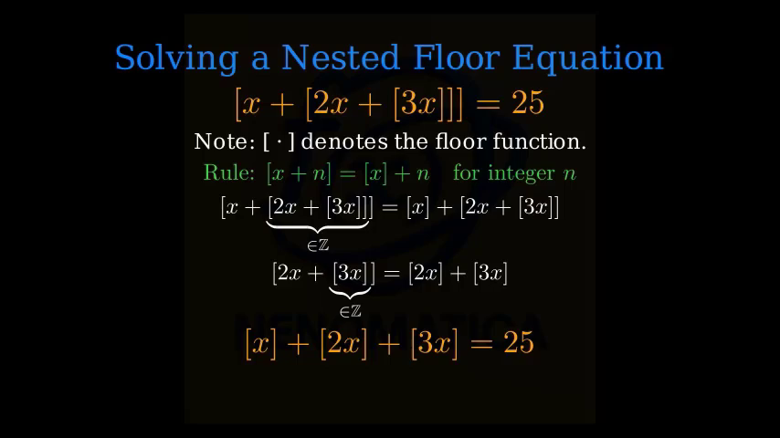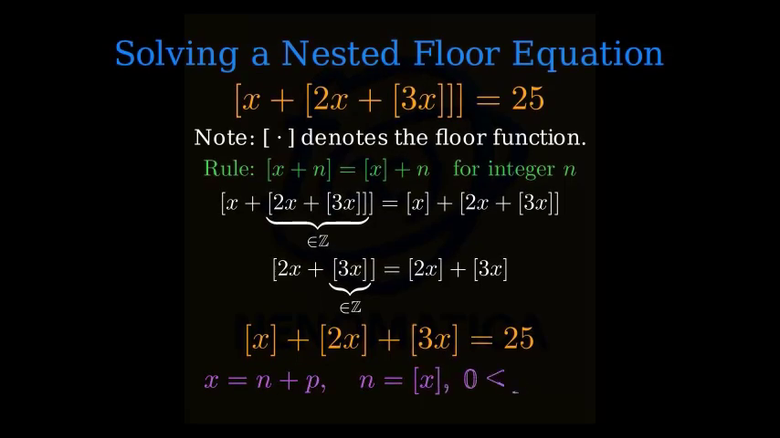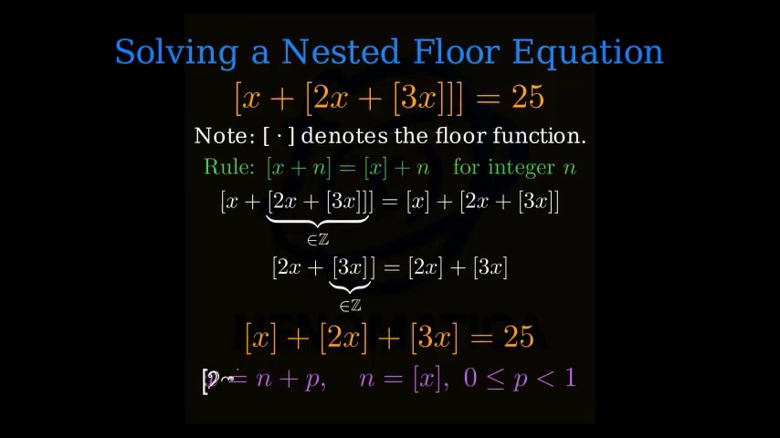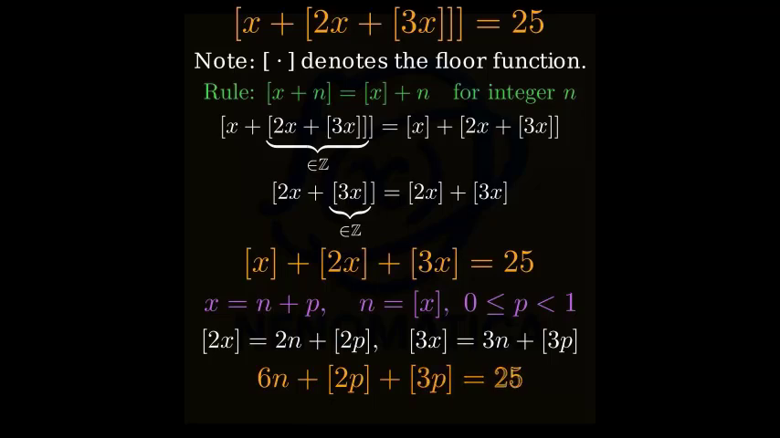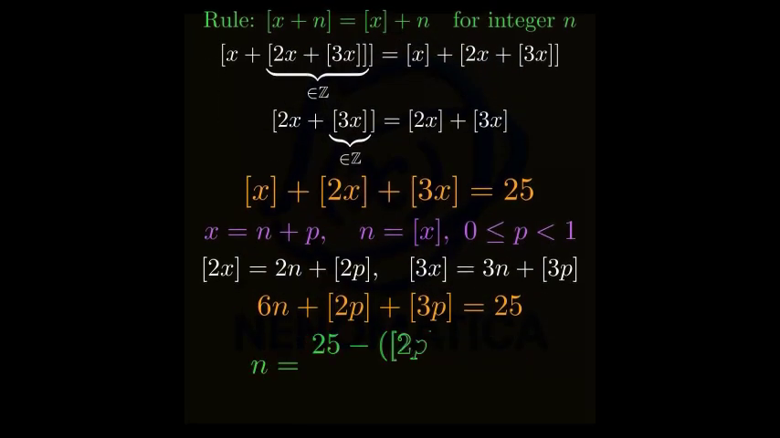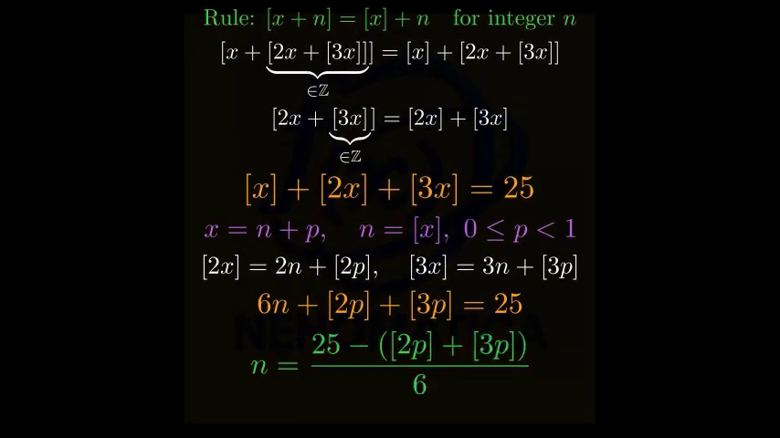Step 2. Split x into its integer and fractional parts. Let x equal n plus p, where n is the floor of x and p is in the interval from 0 inclusive to 1 exclusive. Then the floor of 2x equals 2n plus the floor of 2p, and the floor of 3x equals 3n plus the floor of 3p. Substitute into our simplified equation to get 6n plus floor of 2p plus floor of 3p equals 25. Therefore, n equals 25 minus the sum of those two floors, all over 6.